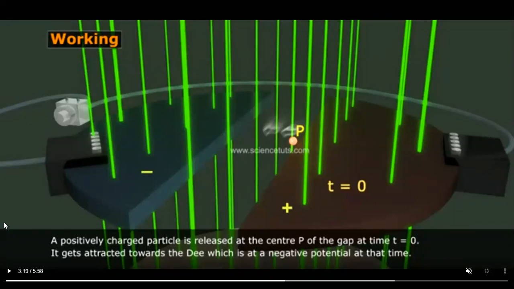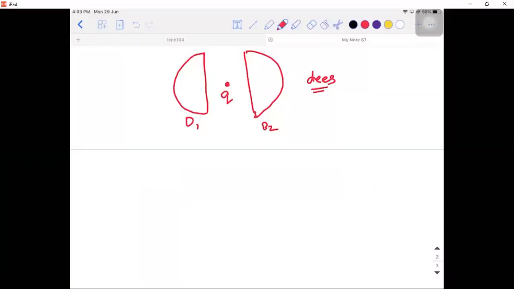So here the force that it is going to experience, is it electrostatic force or magnetic force? Electrostatic force. That's right. So now observe my diagram. I'm showing the same thing from the top view. Okay. Let's say you're seeing it from the top view.